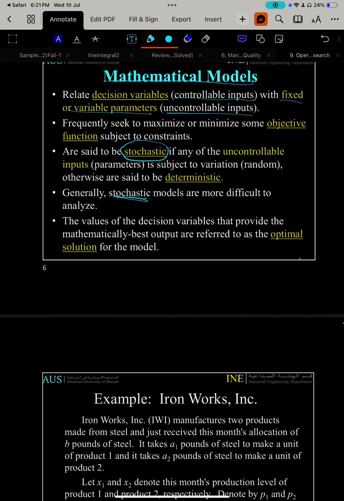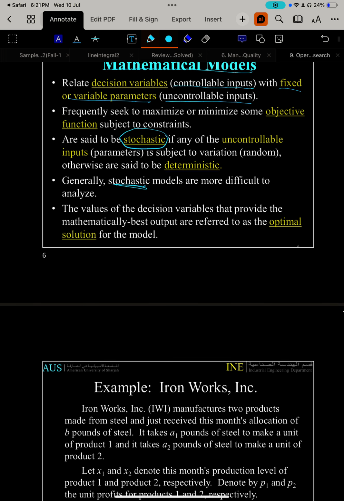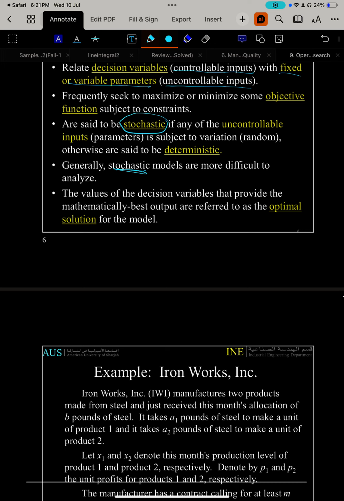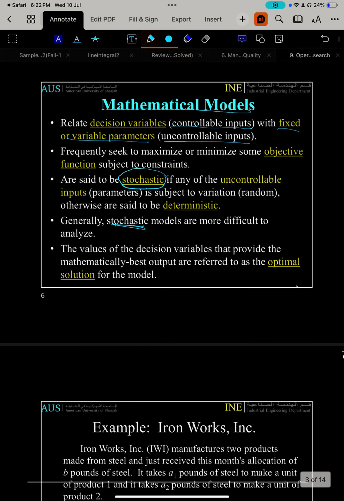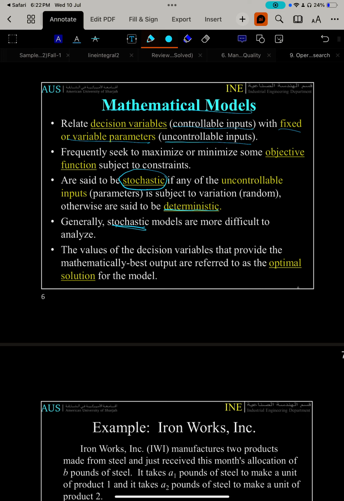And the values of the decision variables that provide the mathematically best output are referred to as the optimal solution for the model. So the values that optimize our output are basically the optimal solution. So you can understand the difference between stochastic and deterministic models.